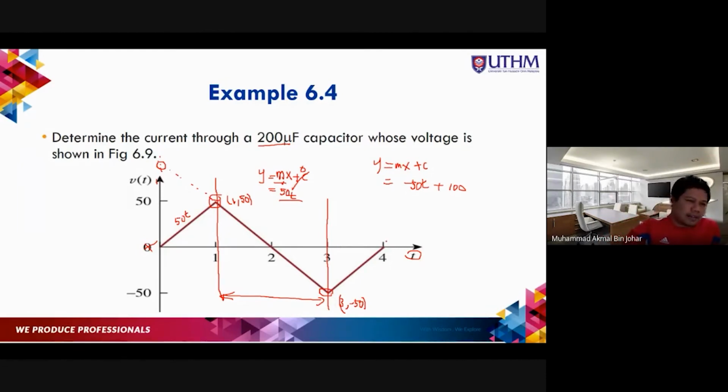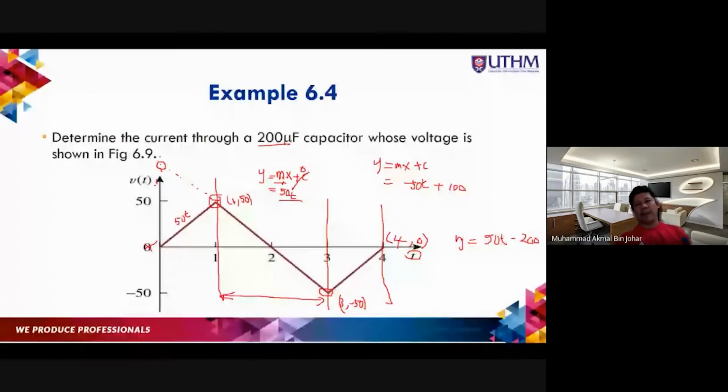Okay. Same with this. This equation is from 3 to 4. So from 3 to 4, you have another different condition of equation. You have the coordinates 3, negative 50, and this is 4, 0. So you can get the gradient, m. So m is definitely positive because of the shape. So m is positive, so y equals 50t minus 200. Why 200? Obviously it has to go down further until it crosses the y-axis. So you get 200.